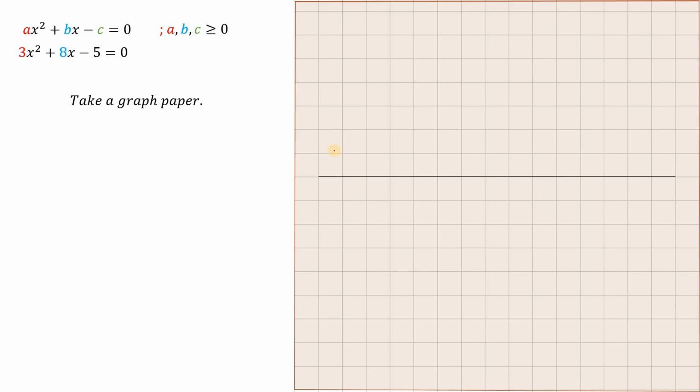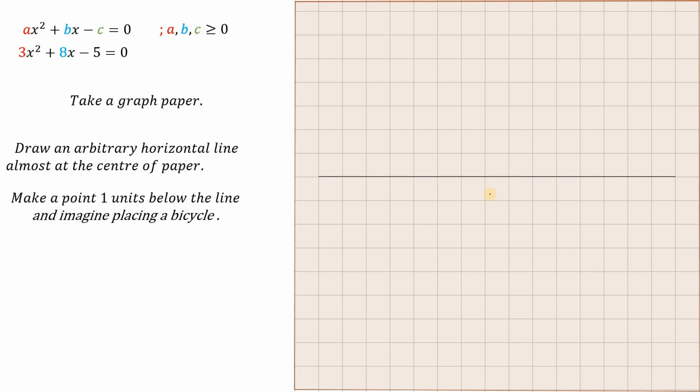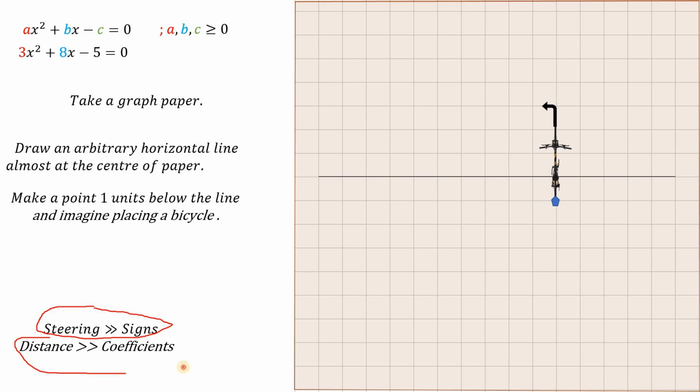So first take a graph paper, then draw an arbitrary horizontal line almost at the center of the paper. Mark a point 1 unit below the line and imagine playing a bicycle. If you have seen the previous video, you might know the steering or the handle represents the signs and the distance is represented by the coefficients. So we trace out the path of this quadratic equation by using the bicycle.